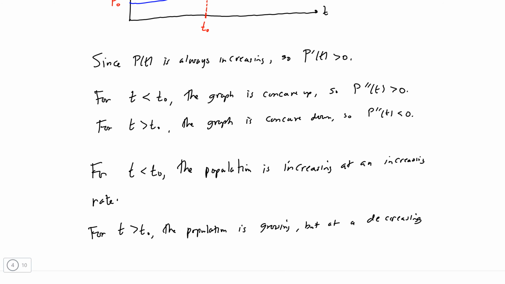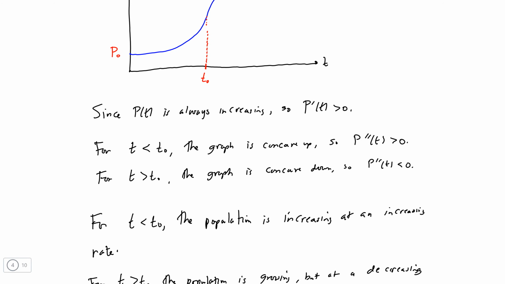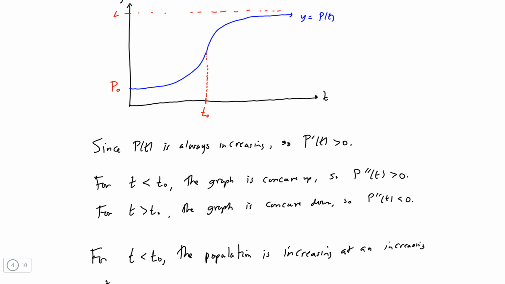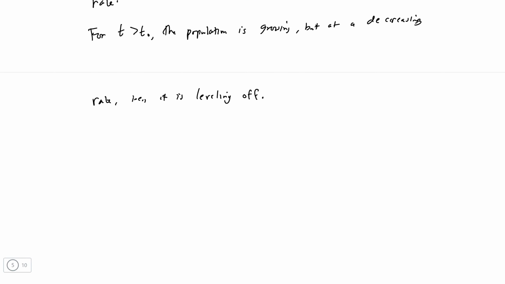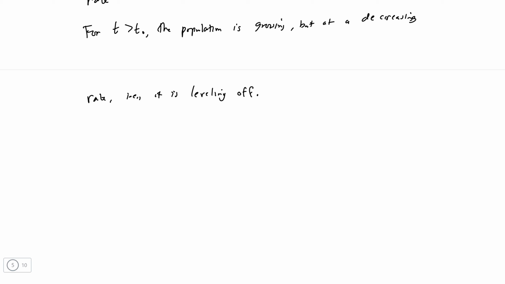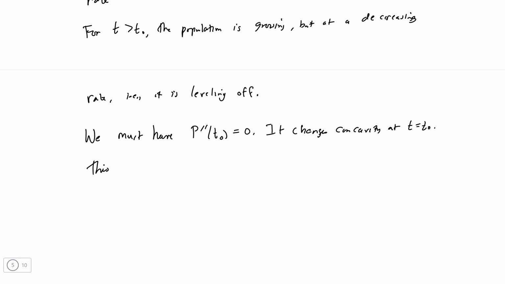Now, if we look at the value at t0, we saw that before t0 the second derivative is positive, and after t0 it's negative. So that means it must go through 0 at t0. This is where it changes concavity. This is called an inflection point, a place where it changes concavity.